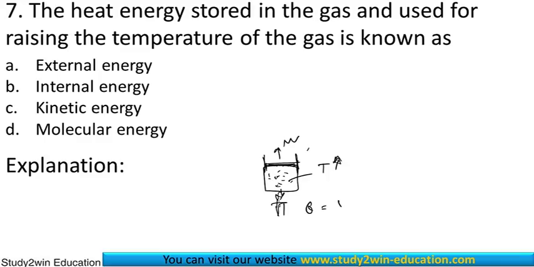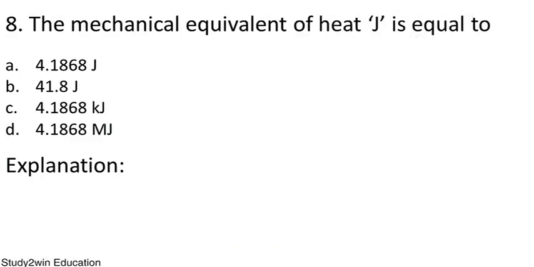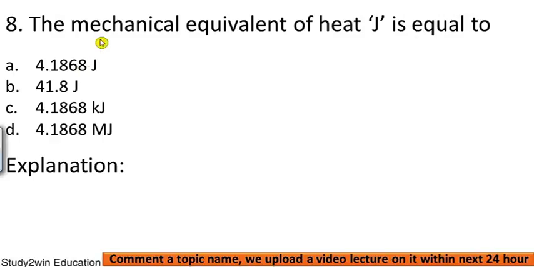So this Q is converted into W plus E. E is nothing but this T, the rise in temperature. So internal energy is the correct option, option B. Question number 8. The mechanical equivalent of heat, J, is equal to 4.1868 joule. So option A is correct.